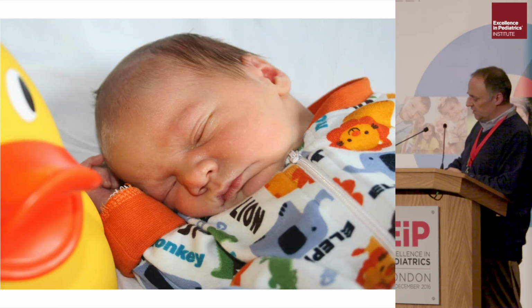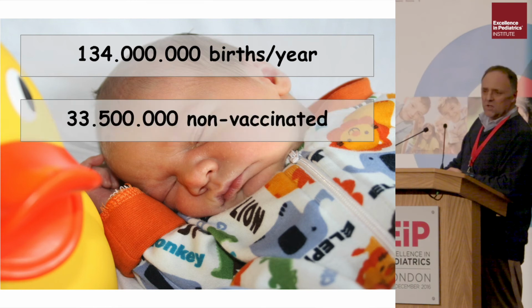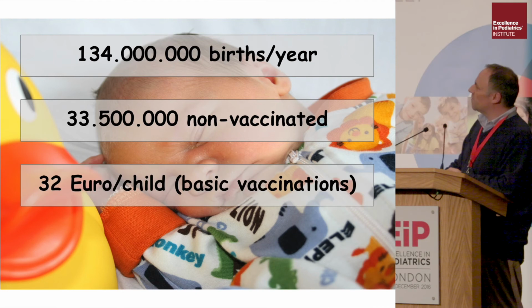I would like to end with this. This was my son 7 years ago. 134 million children are born each year. Two thirds of them are vaccinated, let's say, decently. One third is not vaccinated. So 33.5 million are non-vaccinated.